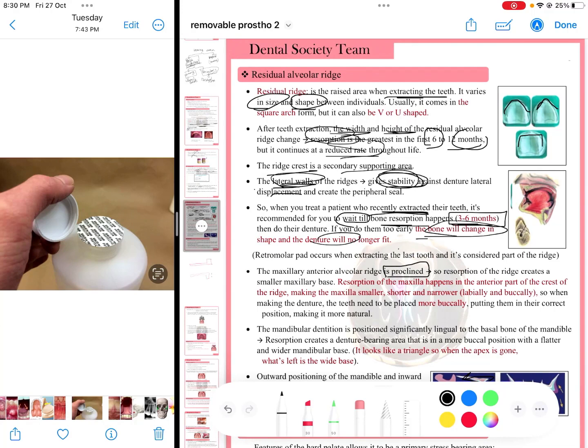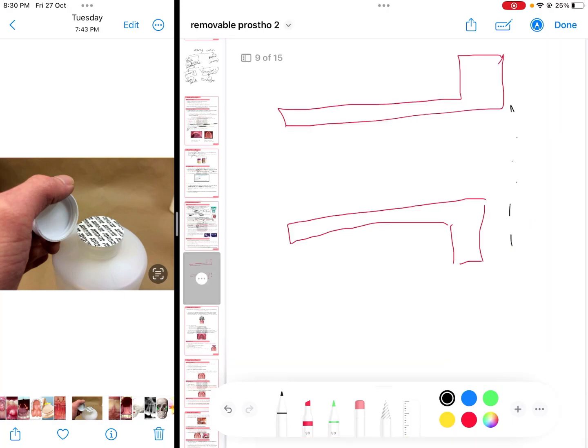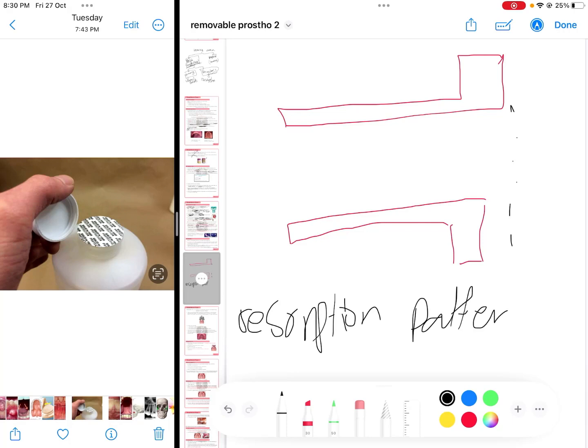Now, the resorption of the maxilla happens in the anterior part of the crest, making the maxilla smaller, shorter, and narrower. What's the meaning of that? Let's imagine that this is the maxilla. We said that resorption of the bone will happen, right? And we call this the resorption pattern. We are talking about that resorption pattern.